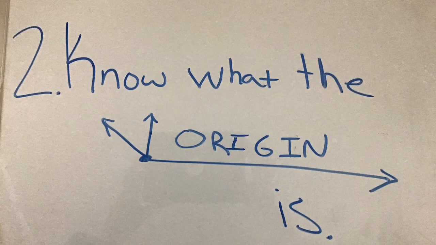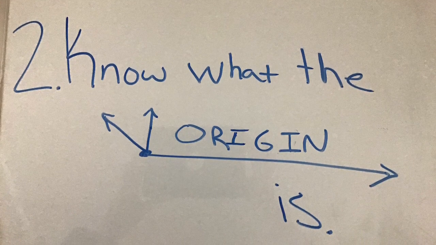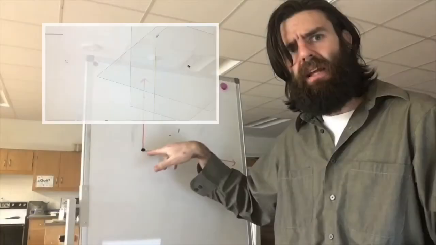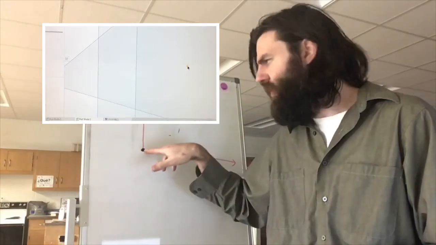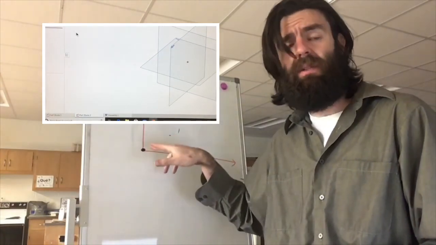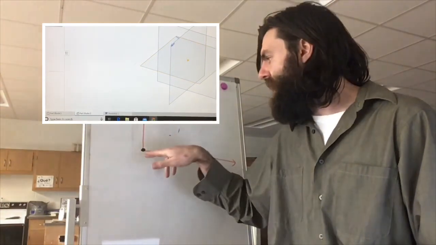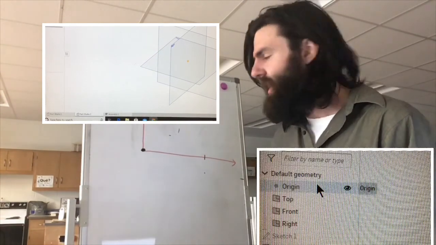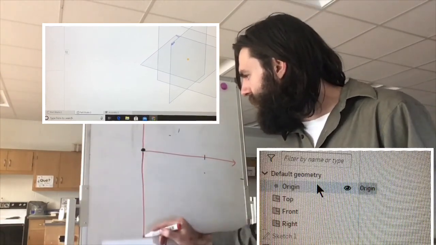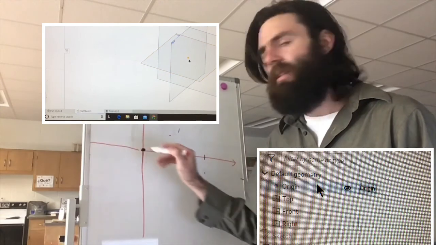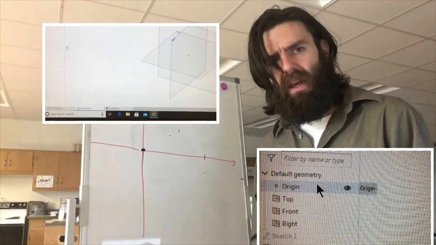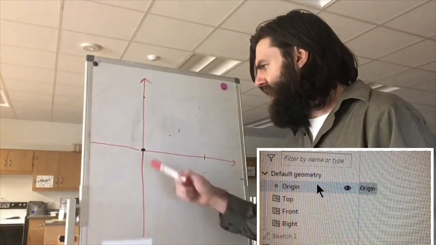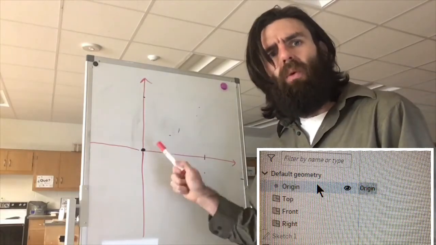Tip number 2, know what the origin is. This is a defined point. This is an origin. This is a point of reference. You can take measurements from this point. It is a consistent point across. And even if we add the negative space, it still gives us a point to measure from. And you'll see the same thing in CAD, and you'll want to know what the origin is.